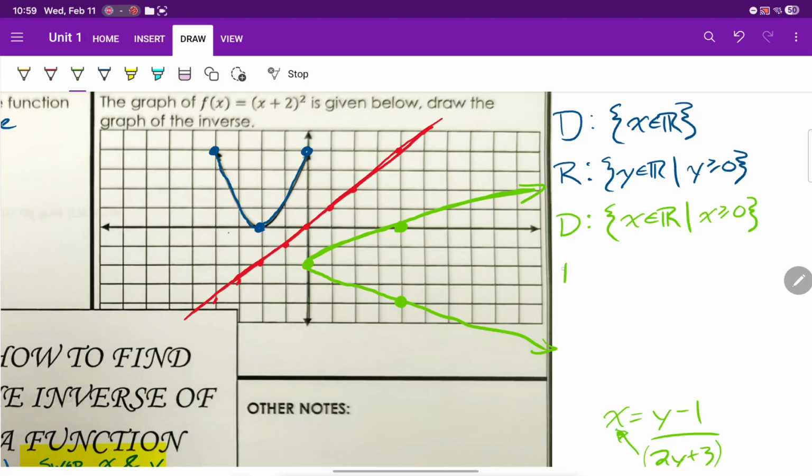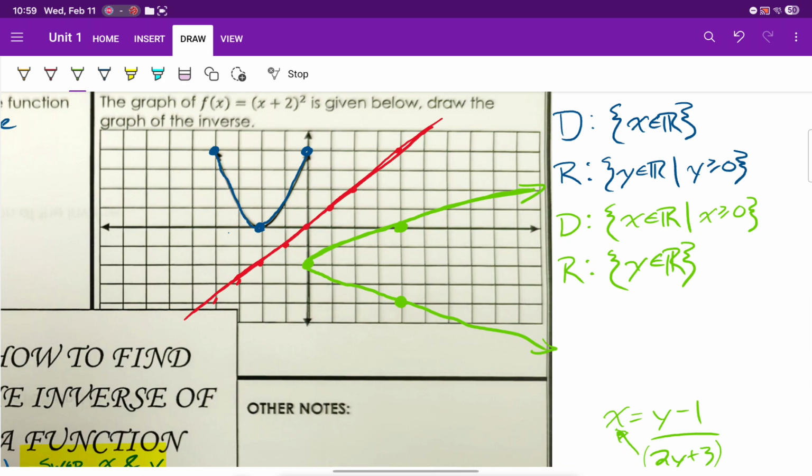Okay. Our range for that green graph, notice the arrows at the end. That graph is going to go forever up and forever down. So its range is just going to be y as an element of all real numbers. And that is all. Now, what do you notice about our domain and range?